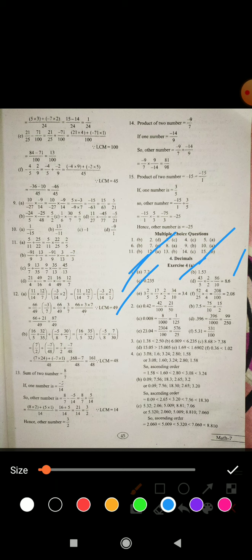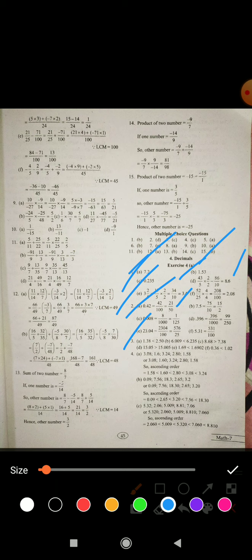Next, question number 2. Convert to fraction: 42 upon 100. Remove the decimal, the digit before the decimal is 1 and after the decimal the digit is 2, so we can write 20. Cut the common factor of 2, so we get 21 upon 50. Like this.